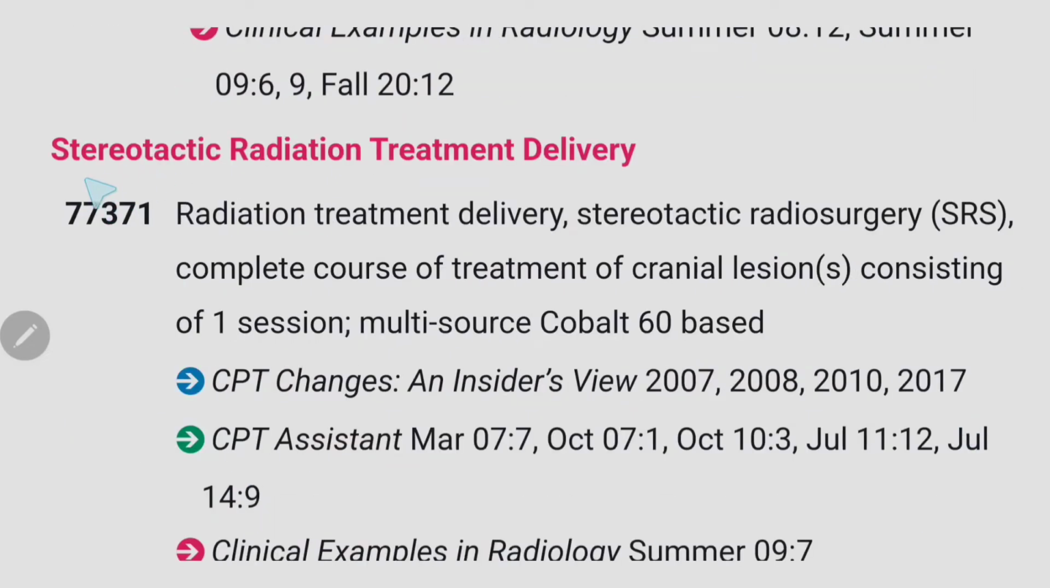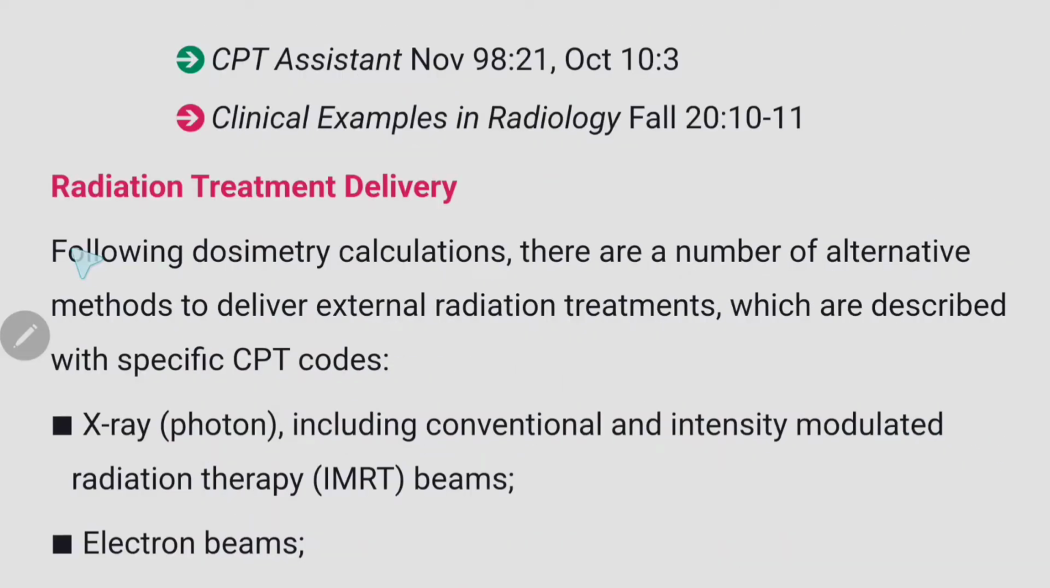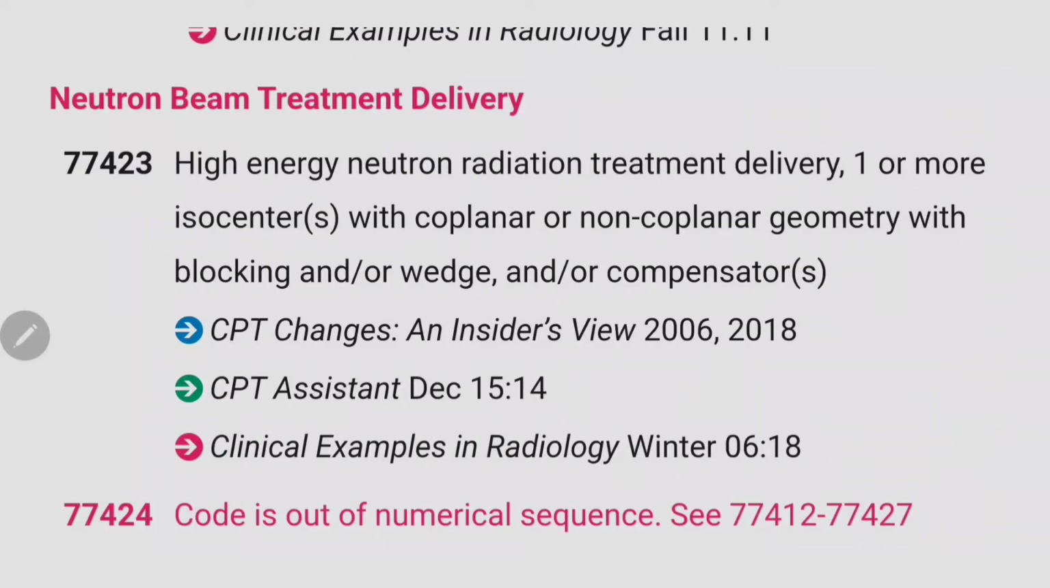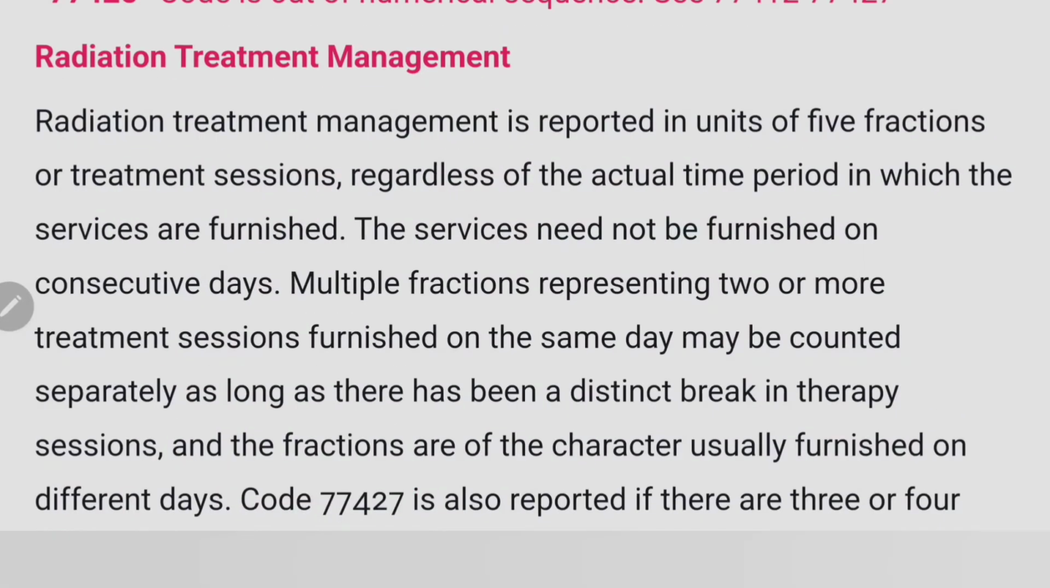Next, there are codes for stereotactic radiation treatment delivery. Next, radiation treatment delivery. Under that, we have the definitions for radiation treatment delivery simple, intermediate and complex. Next, neutron beam treatment delivery. Next important topic is radiation treatment management. This is present in your CPT manual, page number 573.